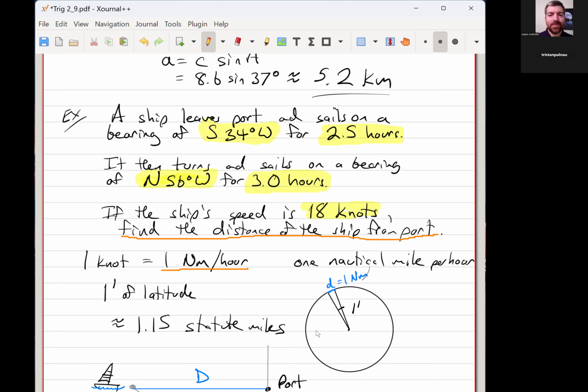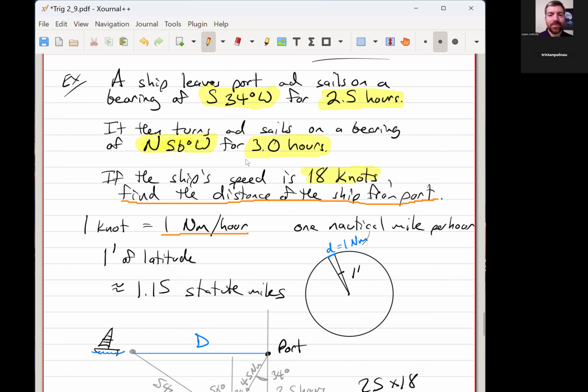That makes it a little bit longer than a statute mile, the 5,280 feet. A nautical mile is a little bit longer. It's 15% longer, ish. It's not exact here. So 1.15 statute miles is 1 nautical mile. And then a knot is just a rate of speed. It's nautical mile per hour. Okay.